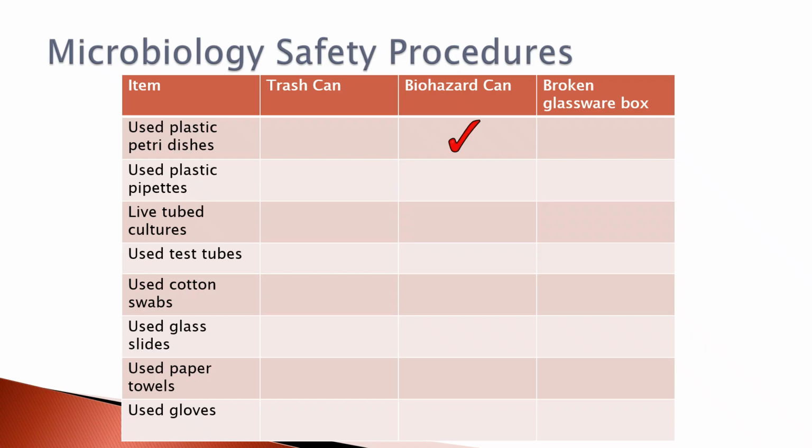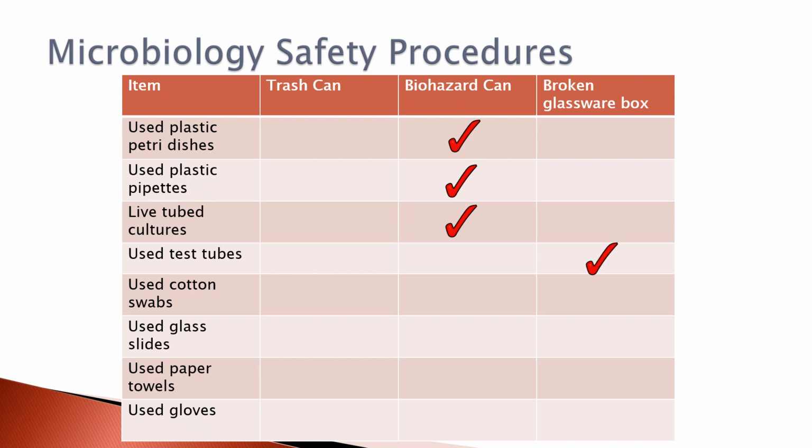So if we're talking about used plastic petri dishes, they're going to go in the biohazard can. So they're going to go in the red bin. What about used plastic pipettes? Same thing, because they are contaminated. We don't want to put them in the regular trash can. We want to put them in the biohazard can where they're going to be safely disposed of. Live tubed cultures, again, in the biohazard can.